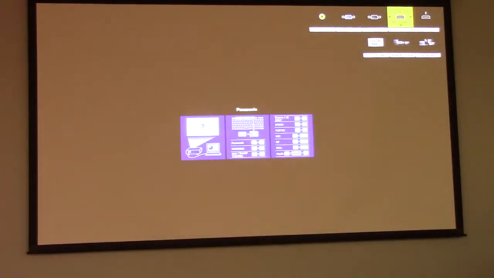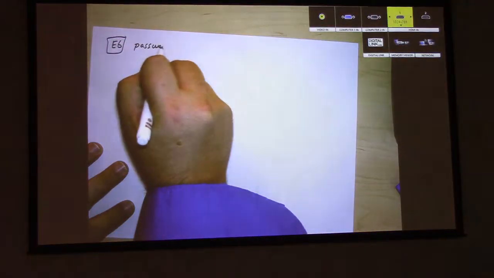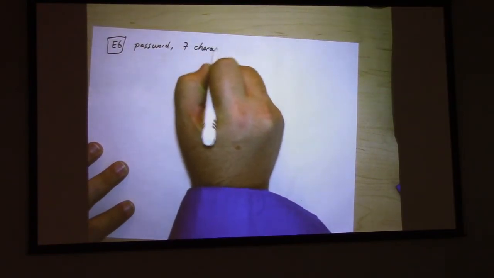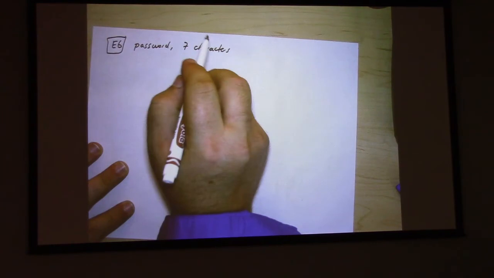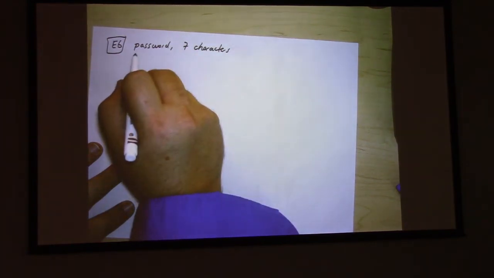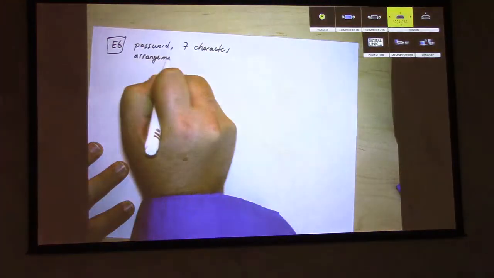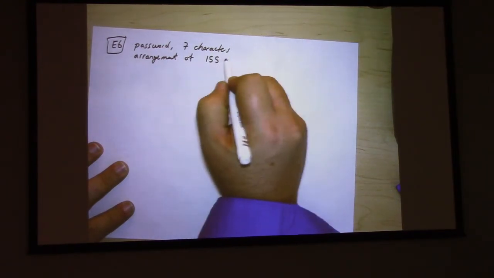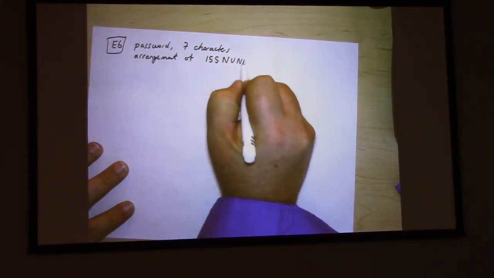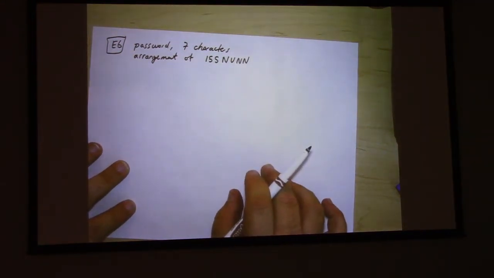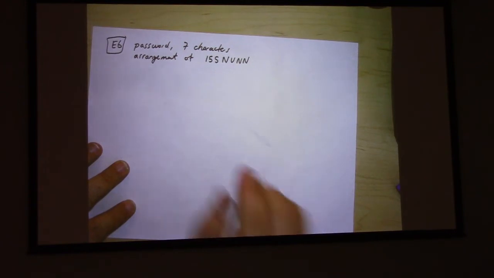You have a password with 7 characters. All right, and you want an arrangement of 155NUNN, because they live on 155 Nunn Road. The question is, how many different passwords are possible?